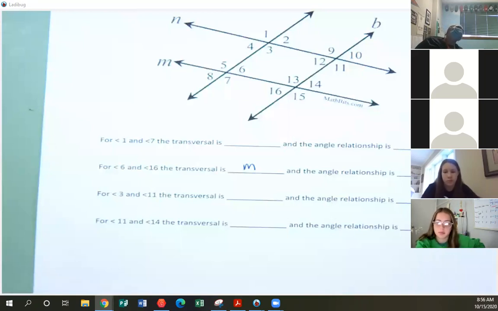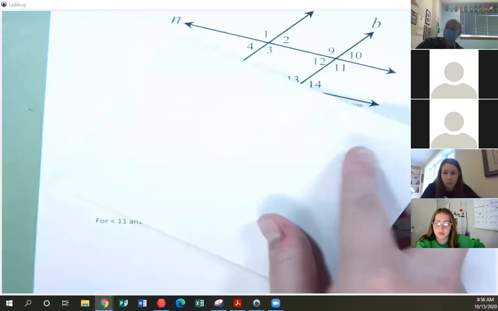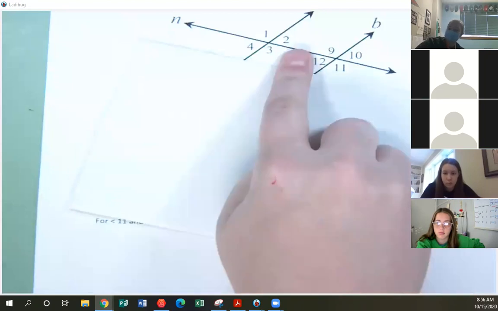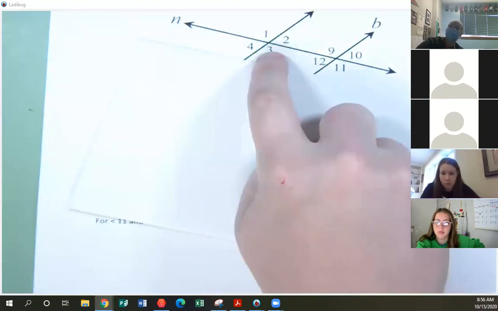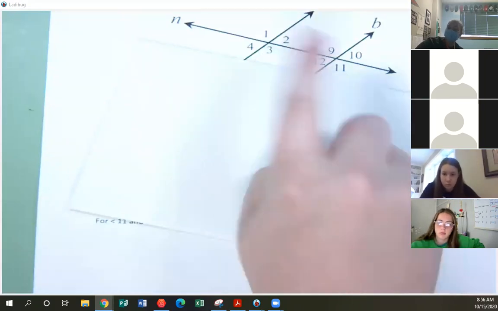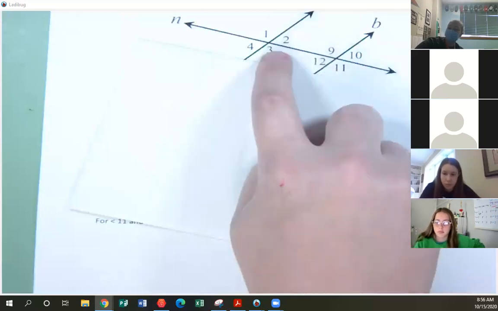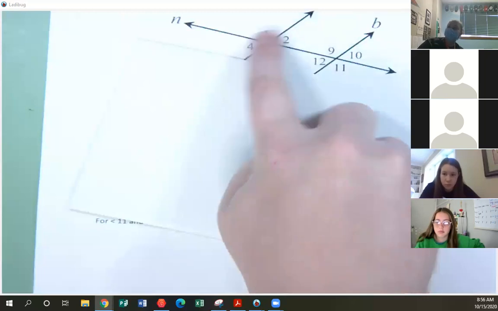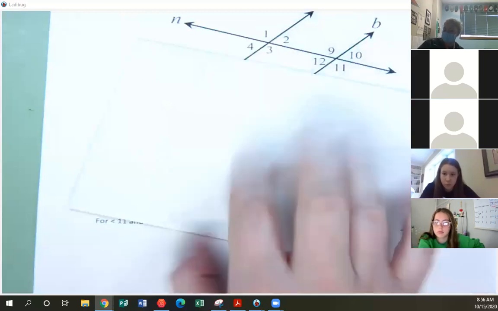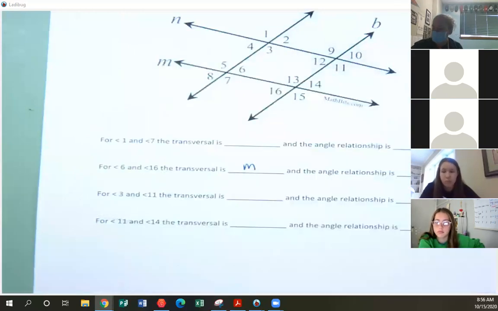Yeah, it's corresponding. Good. So these are corresponding angles. Make sure that you are looking at it like this for 3 and 11, so this is the interior and this is the exterior. 3 is on the interior, 11 is on the exterior, but they're both in the same position, the bottom portion of their group of angles. All right, corresponding.